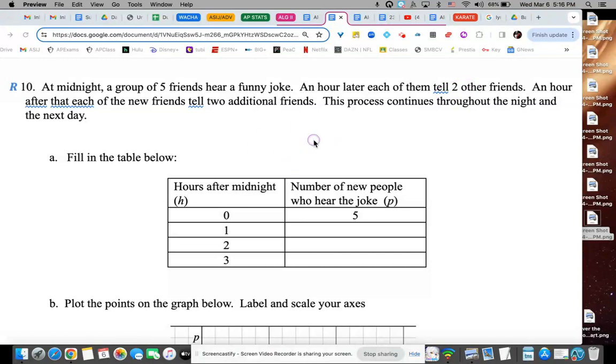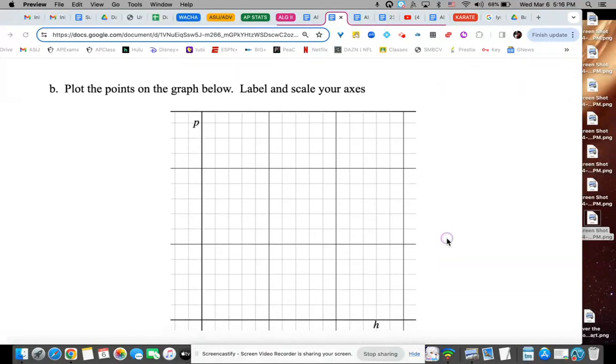Okay, so we tell 2, 2, 2, but we're starting with 5. So you'll see at hour 0, 5 people knew the joke. And then we're going to double that each time, because they're going to tell 2 people. So that means 10 people know. And they're going to tell 2 people, so that means 20 people know. And then another 2, that's 40. So it's how many new people are hearing this joke every time. So 5 people, then 10, then 20. It's just double, double, double. So we can fill that in.